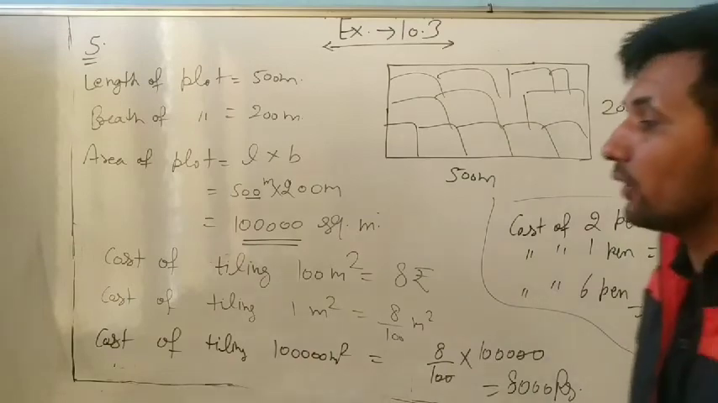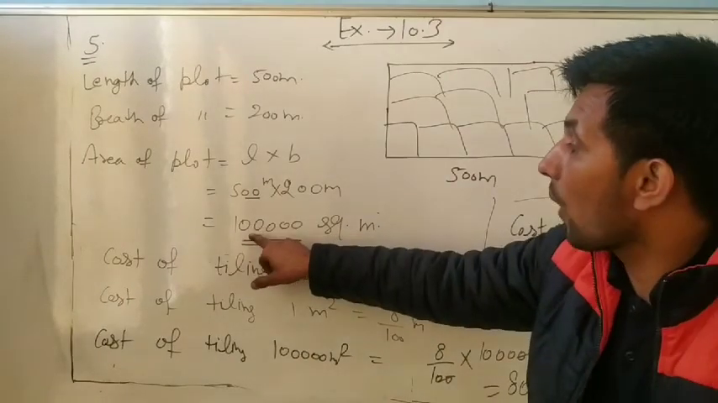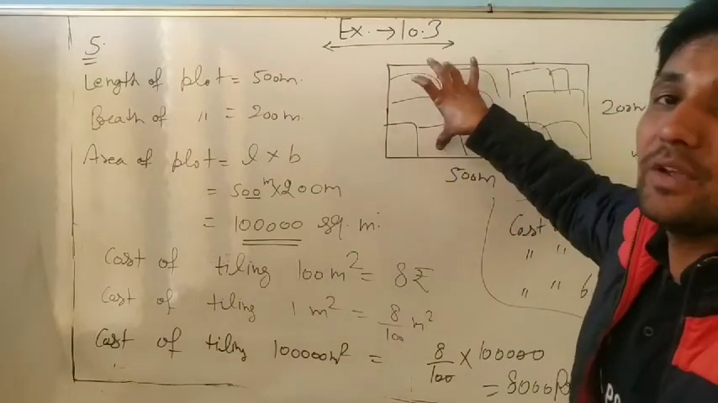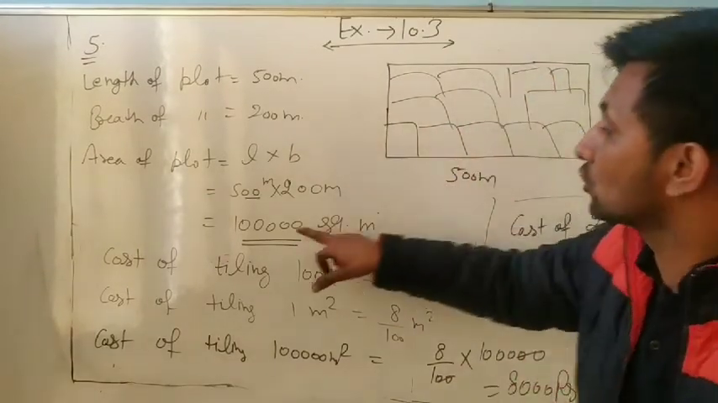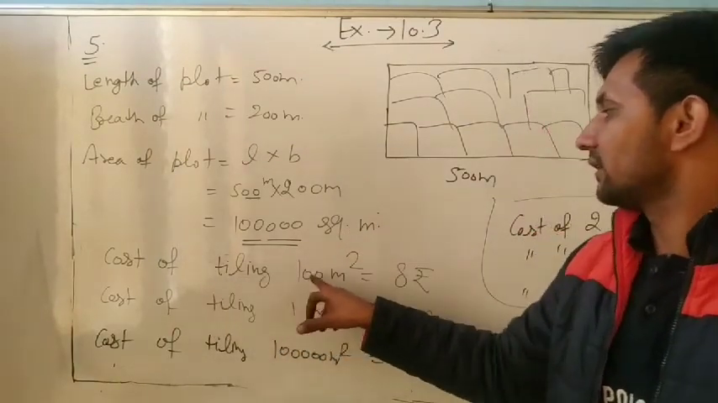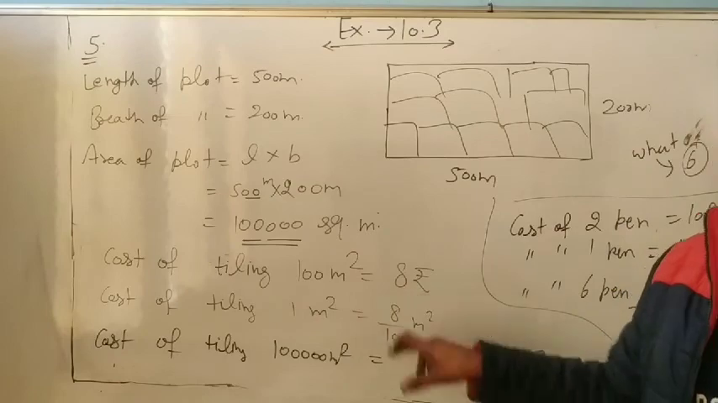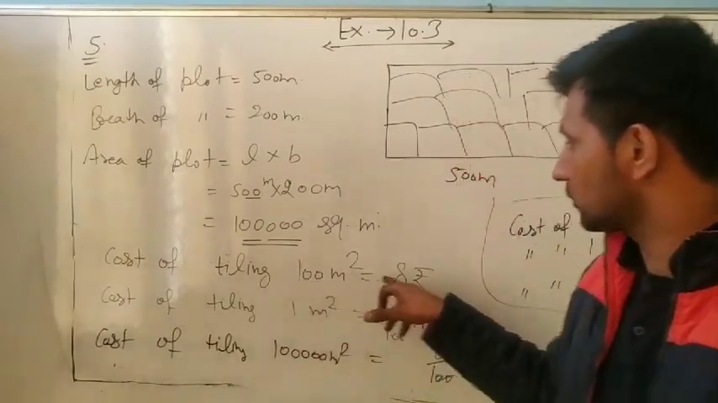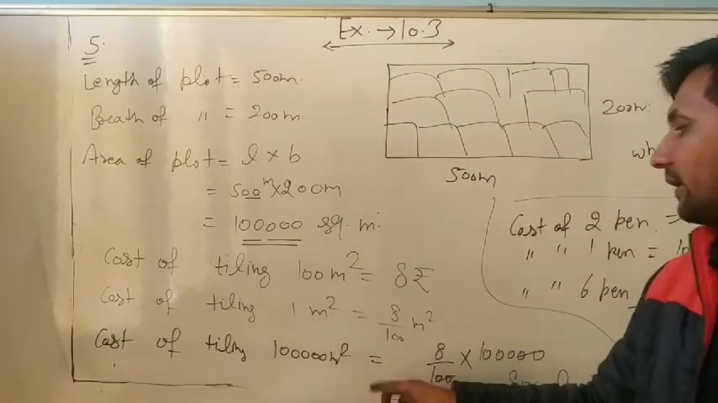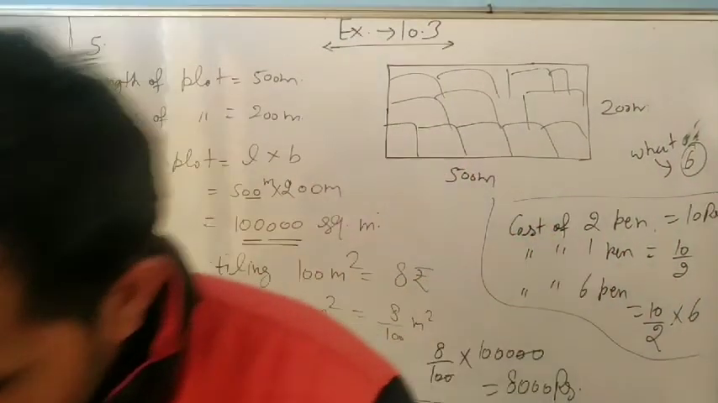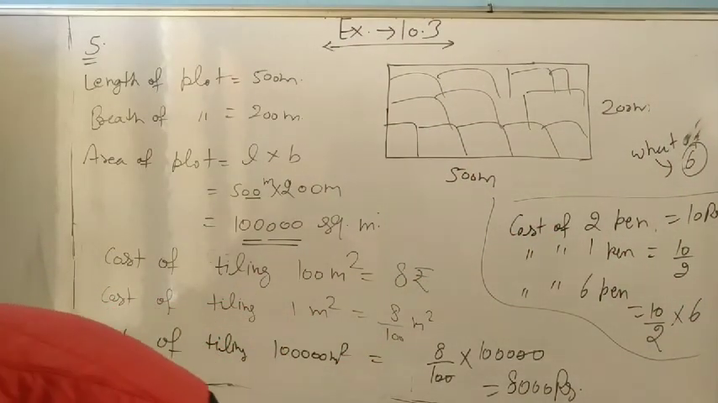Same as it is. We want to find what is cost of 1 lakh square meter, because cost of tiling means tile we are using on area. So what is cost of 1 lakh square meter? Cost of tiling 100 meter square is 8 rupees, because in the question it is given 8 rupees per 100. So it means 100 meter square is 8 rupees. Cost of 1 meter tiling is 8 by 100. Okay, so like this you can do most of the questions of this exercise. Understand it?